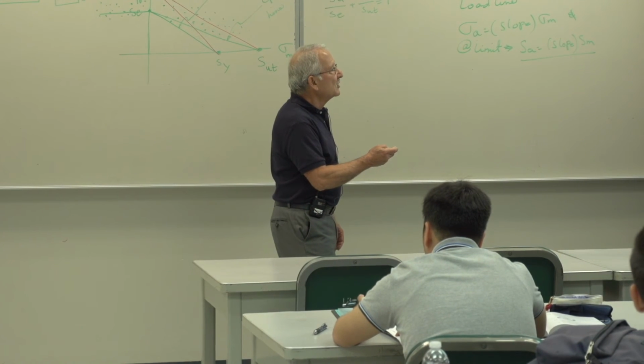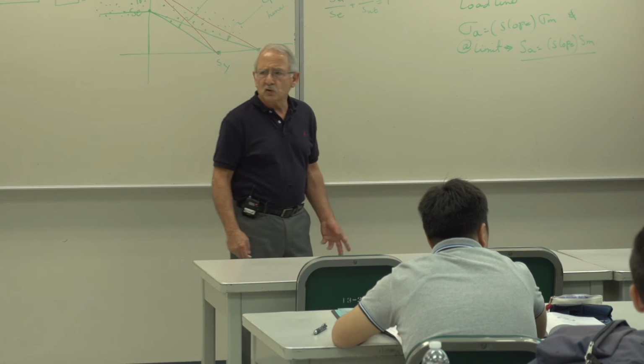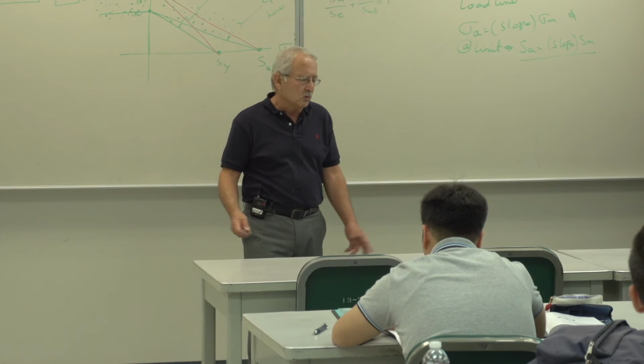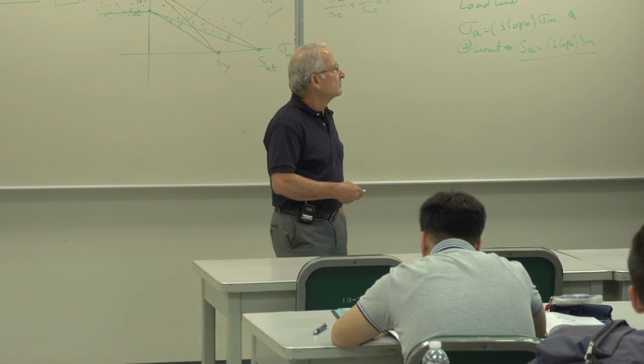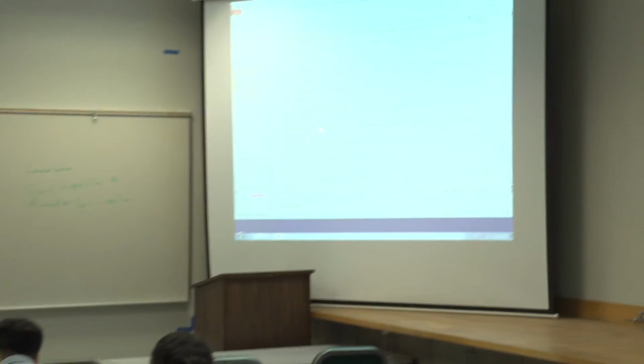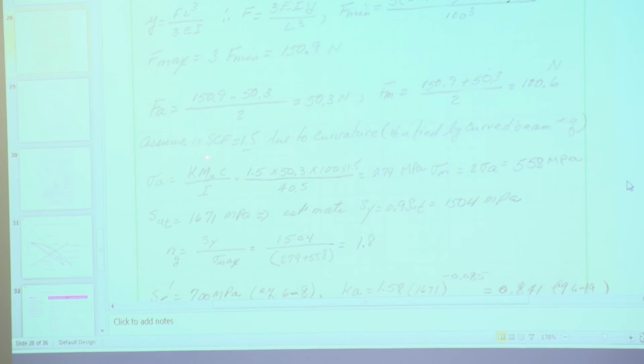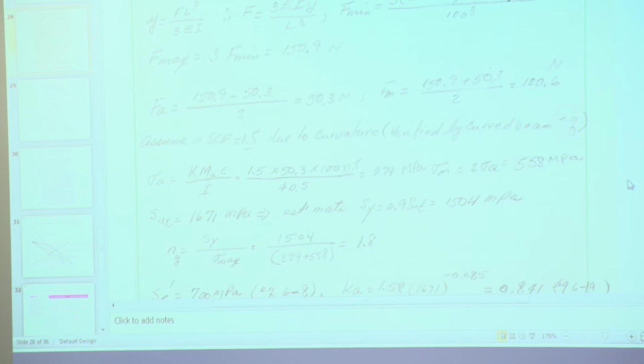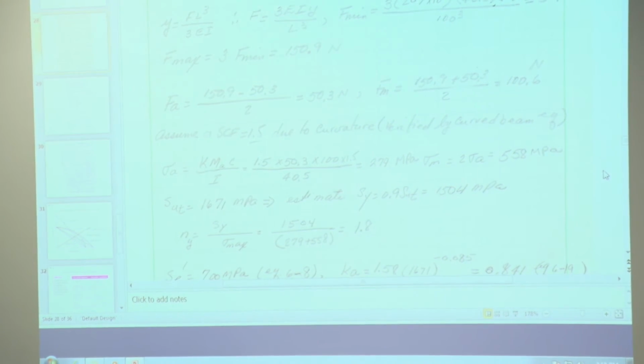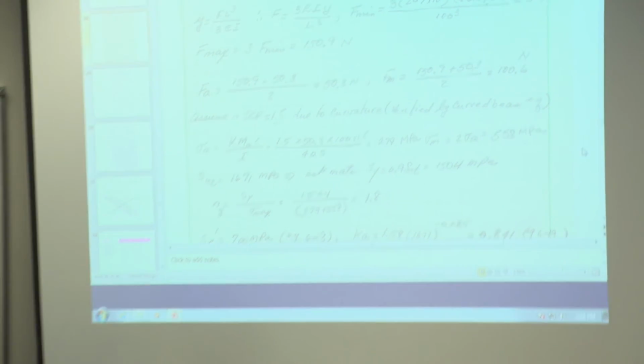Using those, we find the alternating and mean forces. You don't have to go to stresses to do this. You can do it with forces or moments. And this is what I was talking about when I said we use a stress concentration factor for the curvature. We use a stress concentration factor of 1.5 for the curvature. And this is due to curvature verified by curved beam equations. And we find the mean and alternating stress. And this is only bending. There is no other load.